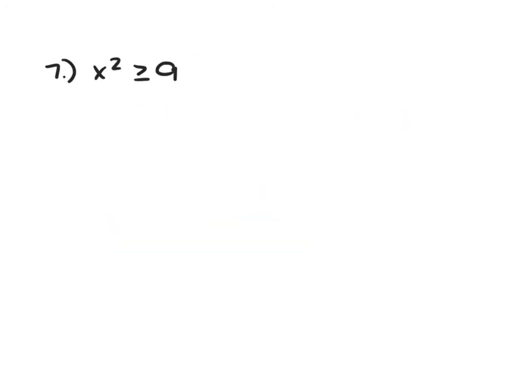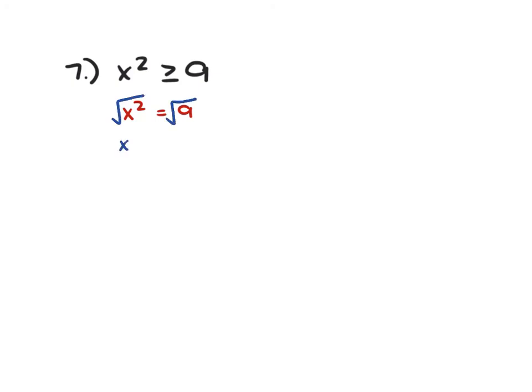For number 7, we have x squared is greater than or equal to 9. So I'm going to just change this to x squared is equal to 9. We're going to take the square root of both sides. Remember, when you take the square root of both sides, you are putting that plus or minus in front of your answer, so it's both +3 and -3.